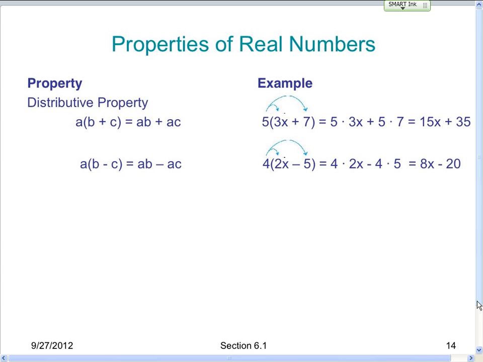Distributive property, this is the biggie. This is the one you really need to know. Distributive property, you multiply the one that's outside times the two terms that are inside. You got to multiply both. Don't forget to multiply that second term. That's important.